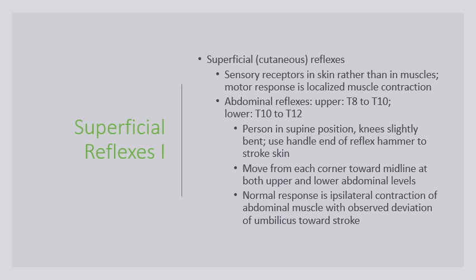And you can use your pen or the back of your fingers or even the end of the reflex hammer, and you stroke the skin. So you move from the corner towards the midline at both the upper and lower abdominal levels, and this will have contraction of the abdominal muscles and then a deviation of the umbilicus towards the side that you're stroking. So if I start in the right lower quadrant and I stroke towards the midline, I should get a contraction of the rectus abdominis and the obliques on the right side, and that should pull the umbilicus towards the right side because only the right side is contracting. So it's almost like a tickle response where just that area contracts in response to being stimulated.